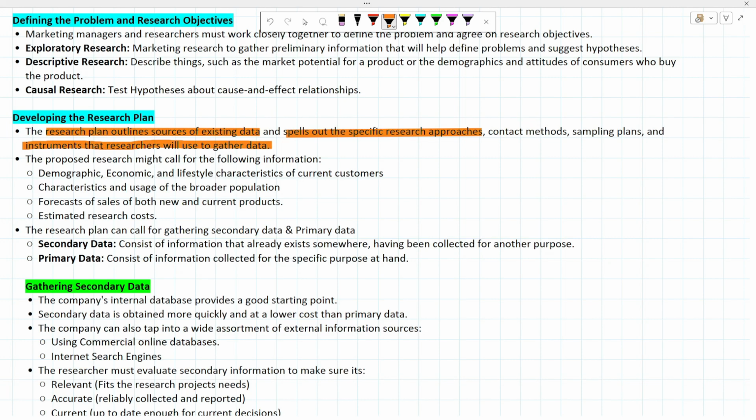The proposed research might call for the following information: demographic, economic, and lifestyle characteristics of current customers, characteristics and usage of the broader population, forecasts of sales of both new and current products, and estimated research costs. The research plan can call for gathering secondary data and primary data. Secondary data consists of information that already exists somewhere, having been collected for another purpose. Primary data consists of information collected for the specific purpose at hand.